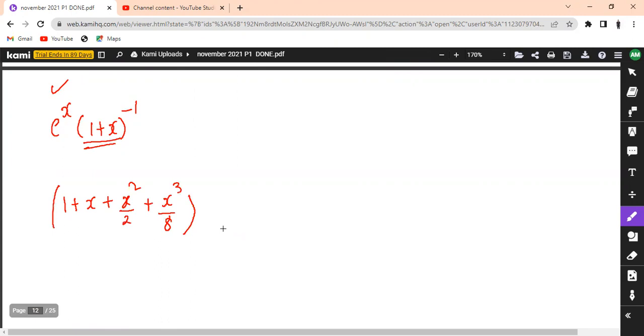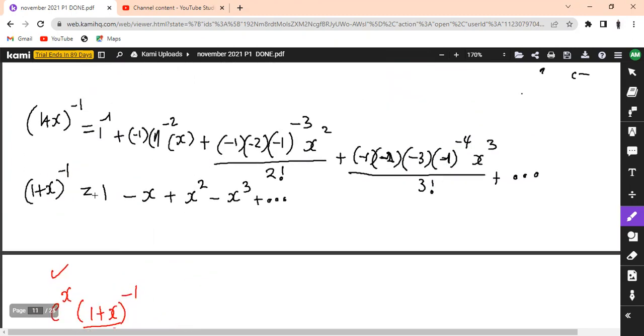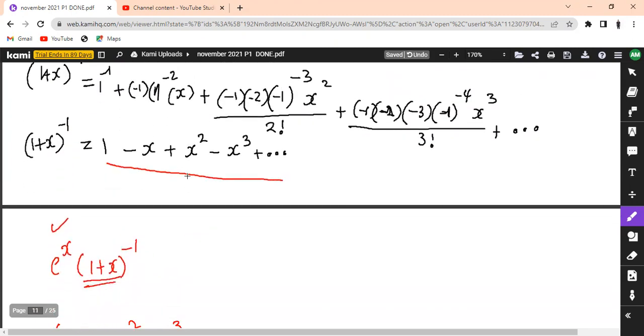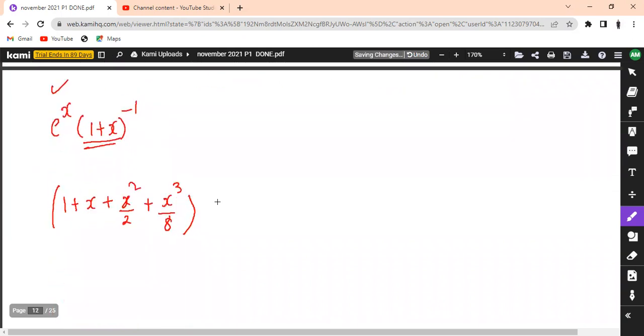From 1 plus x to the exponent of minus 1 from our binomial, we got this expression. So we're going to take this part and multiply the two. So we got 1 minus x plus x squared minus x to the exponent of 3, plus, and so on and so on.